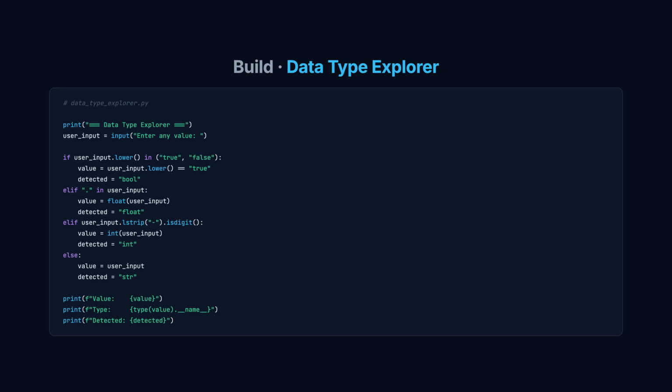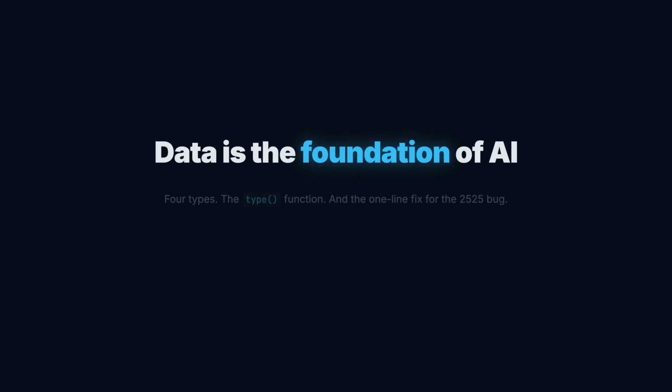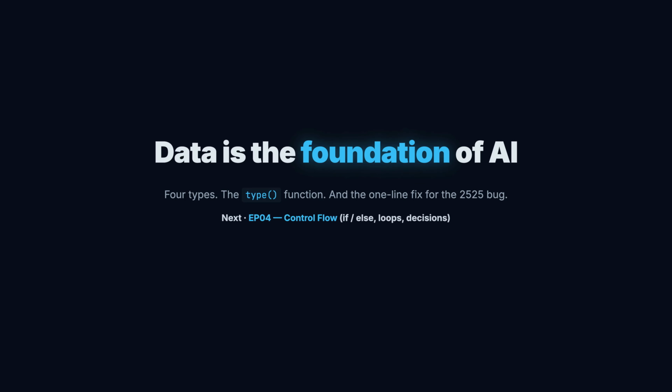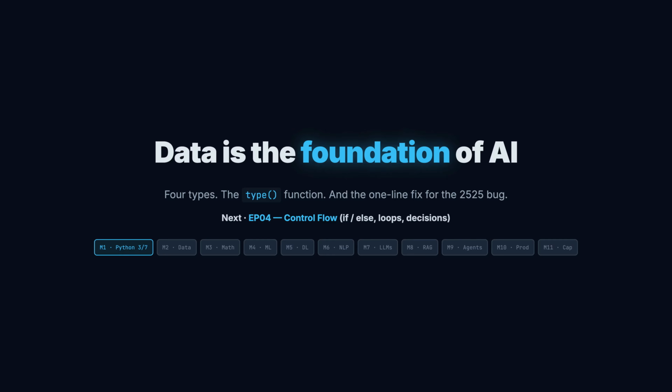The full file is in the GitHub repo. Link in the description. That is episode 3, data types. The type function, and the one-line fix for the 2525 bug. Next episode, control flow, if statements, loops, and the moment your code starts making decisions.